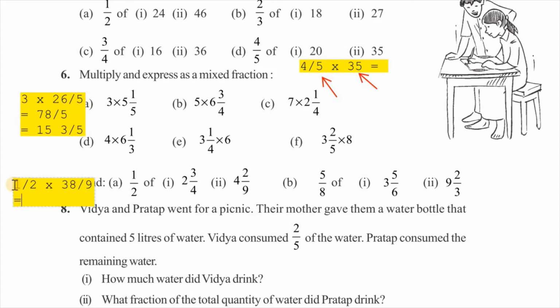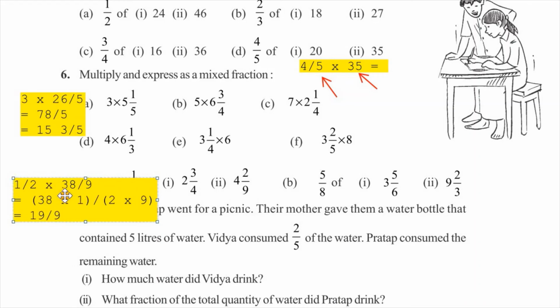38/9, which is equal to, what you need to do is we need to have the multiplication 38 into 1 and then divide this whole by 9 into 2. Like we have just learned, an easy way to simplify this is to just simplify whichever of them have the common factors and then do the multiplication. So here we can see that 38 and 2 have a common factor, that is 2 itself. So this is going to reduce to 19/9.